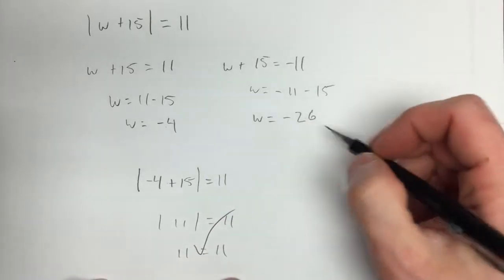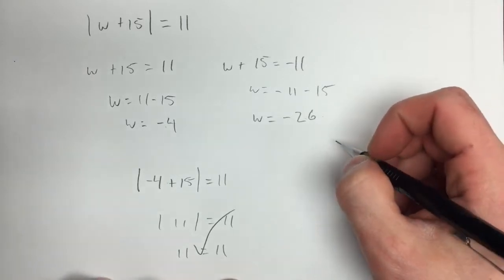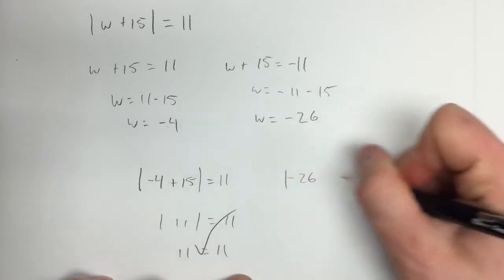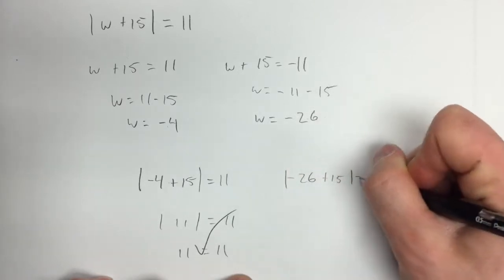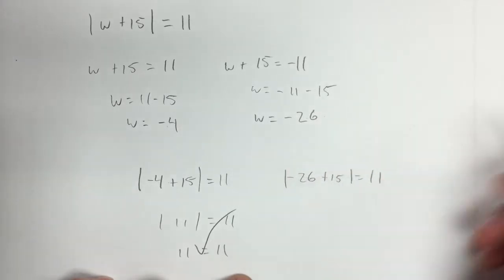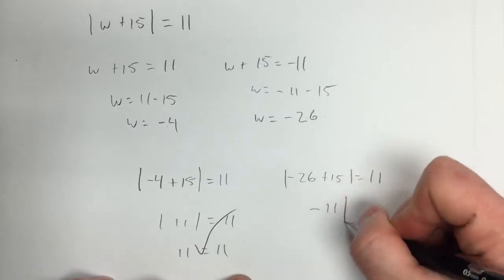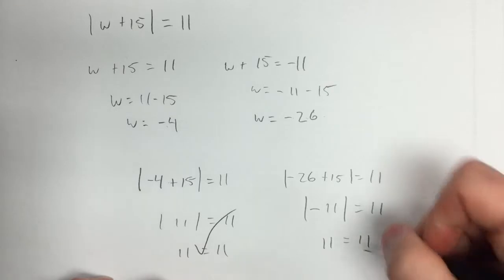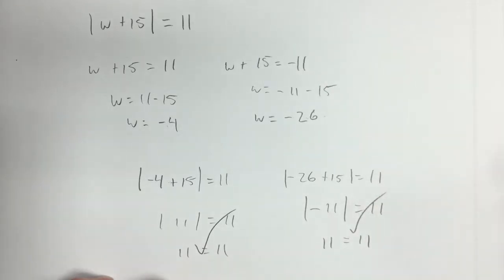Let's plug negative 26 in there. So let's say the absolute value of negative 26 plus 15 equals 11. Negative 26 plus 15 is negative 11. The absolute value of negative 11 is 11, so 11 equals 11. Check, that one works too.